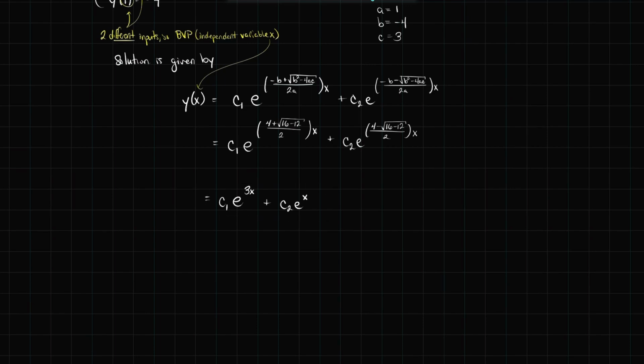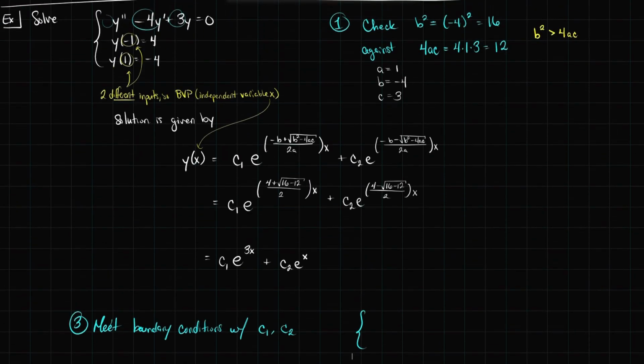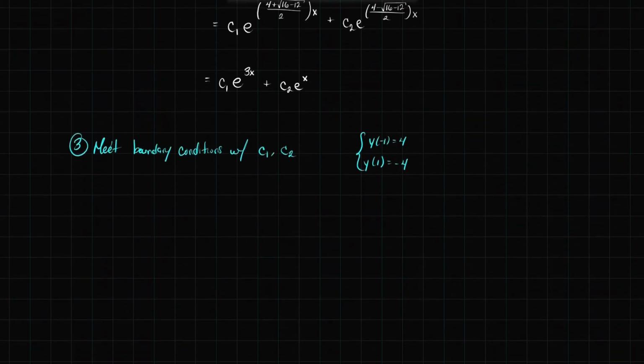Now I just need to make sure I can meet the boundary conditions. So step 3, meet boundary conditions, or other conditions if it's an initial value problem, with c1 and c2. So here are the boundary conditions. If I go back to the top, y at -1 was 4, and y at 1 was -4. So it's time for us to get good at solving systems of equations.